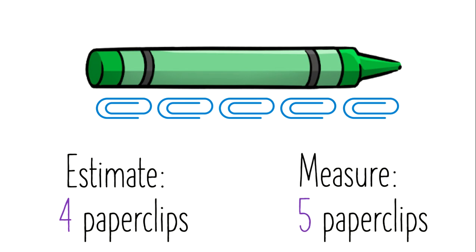Our estimate was pretty close. So I had estimated 4 paper clips and it's actually 5 paper clips long. So you see how I was making a thoughtful guess. I didn't just say, oh, it's 10, because I looked at the size of the paper clip and then I said, I think this many paper clips can fit in there. So 4 paper clips actually got me to right about here. So the measurement is actually 5 paper clips.